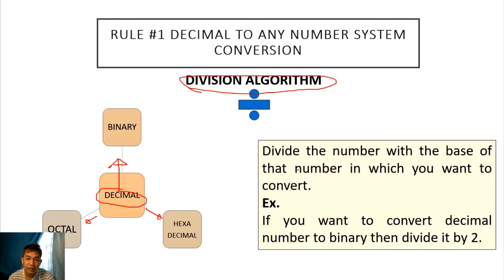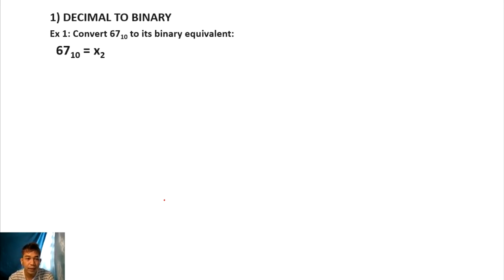So in this algorithm, you just have to divide the number with the base of that number in which you want to convert. So say for example, if you want to convert the decimal to binary, divide natin siya by 2. If you want to convert decimal to octal, ano yung base niya? So divide natin siya by 8. And decimal to hexadecimal, i-divide natin ang decimal by 16. So ganun lang yun, simply ang division algorithm. So let us have an example.